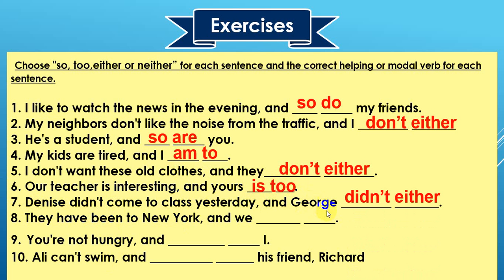What is that? And also this one, I place either at the end. They have been to New York and we have too. Number nine. You're not hungry and neither am I. Ali can swim and neither can his friend. Okay, I want you now to check your answers.